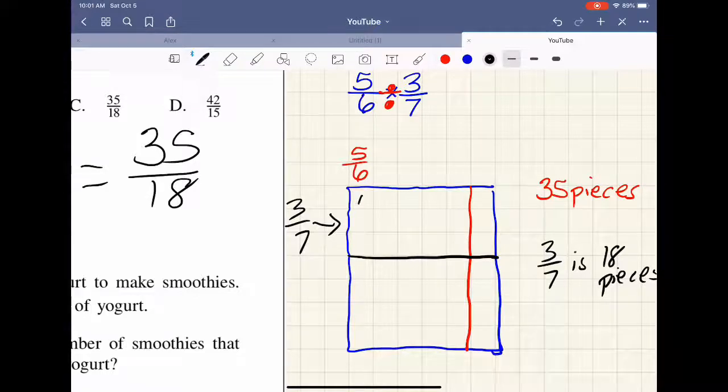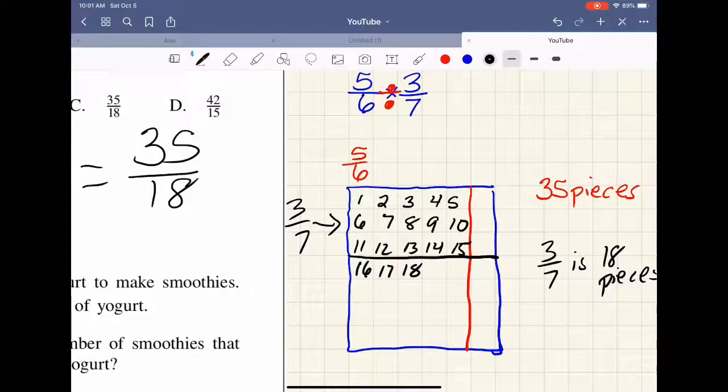So I'm going to just count out how many pieces fit in there. 3, 4, 5. I want to say 6, but I can't because remember this piece over here doesn't matter. I cut it out. So let's take that out. 6, 7, 8, 9, 10, 11, 12, 13, 14, 15, 16, 17, 18. So this is one whole piece. One whole 3 7s. It's a whole part that I get to take away.